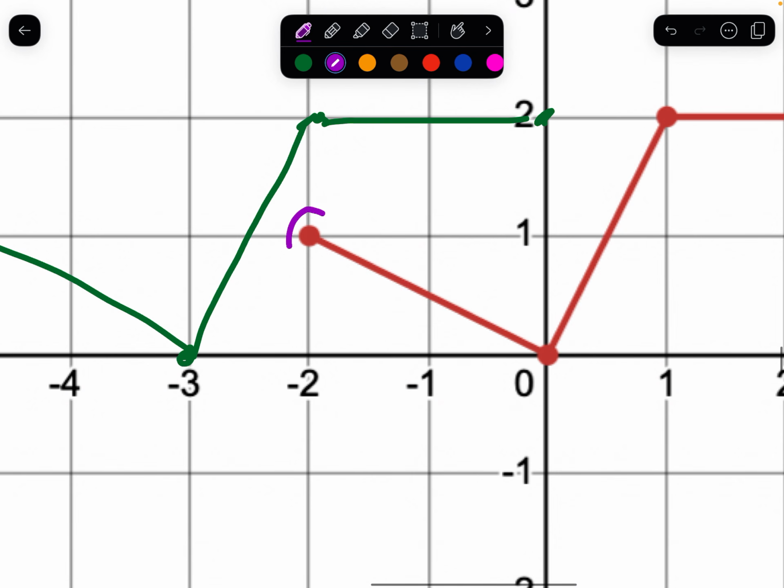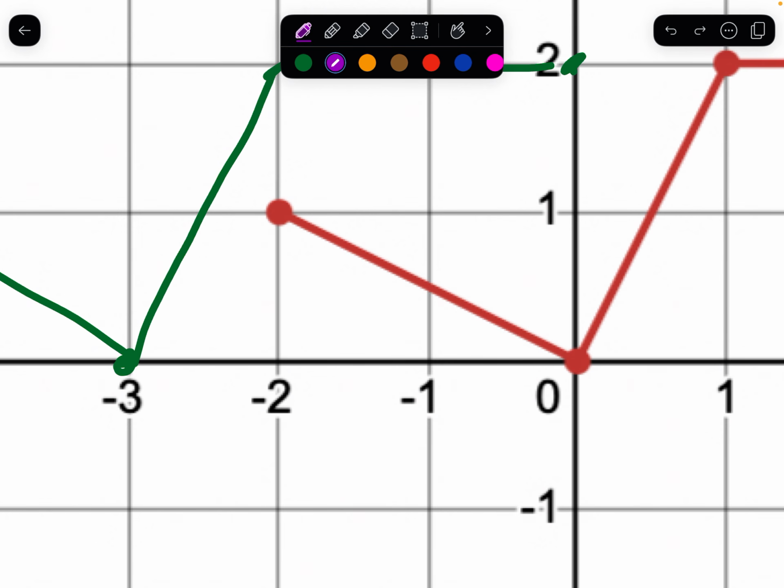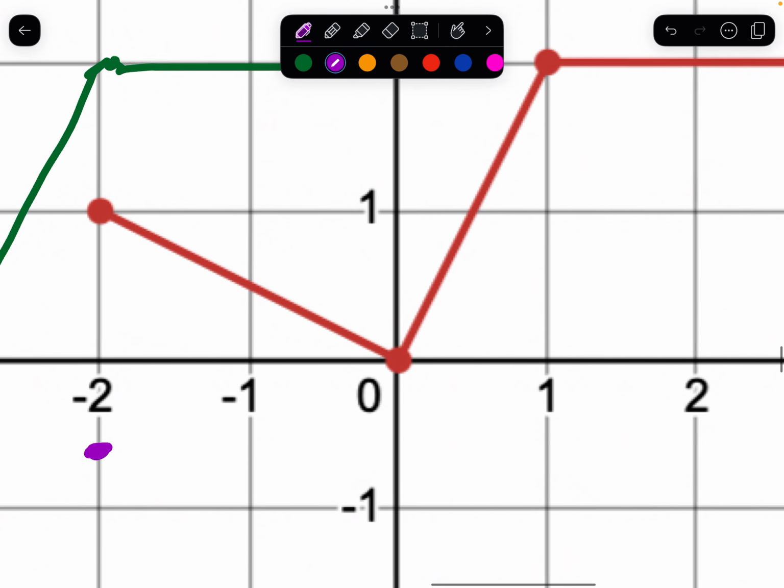So consider this point right here. It's got a y value of 1. If we take 1 and multiply it by 1/2, we'll get 1/2. But then we have to reflect that point across the x-axis here. So that's going to end up down here at negative 1/2.